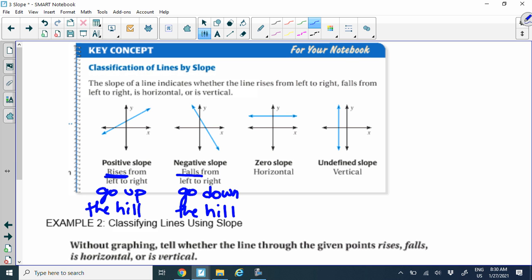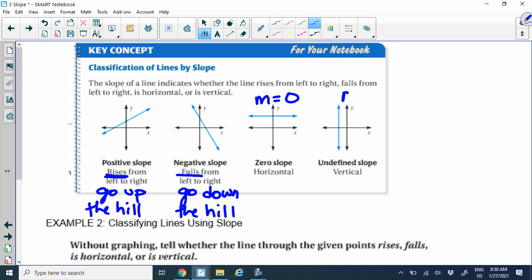Okay. Now, what happens when we have a zero slope? So m equals 0. Well, when I have a zero slope, that means my line is just going to be horizontal. Because that means basically we are never rising. We're always just running.